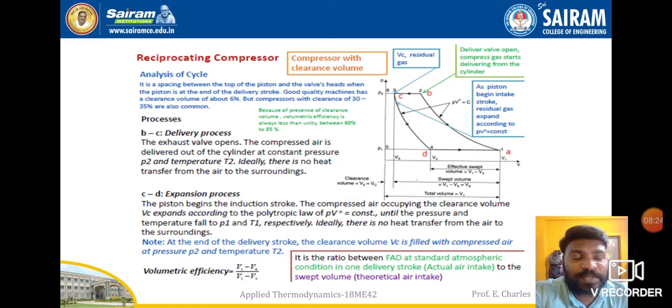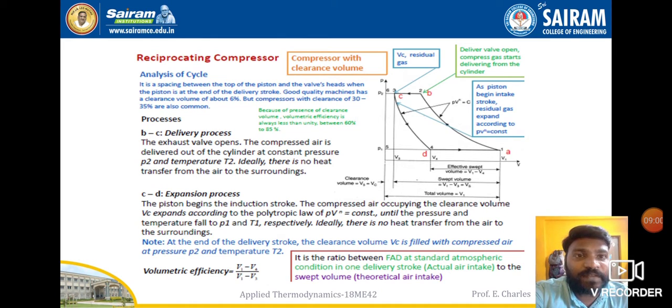The piston is sweeping between the 4 to 1 process, compression takes place in the 1 to 2 process, delivery happens in 2 to 3, and 3 to 4 is again intake. This is how it happens in the reciprocating compressor with clearance volume. Now let us see the analysis part. Clearance is the spacing between the top of the piston and the valve heads when the piston is at the end of the delivery stroke. Good quality machines have a clearance volume of about 6%, but compressors with a clearance volume of 30 to 35% are also common.